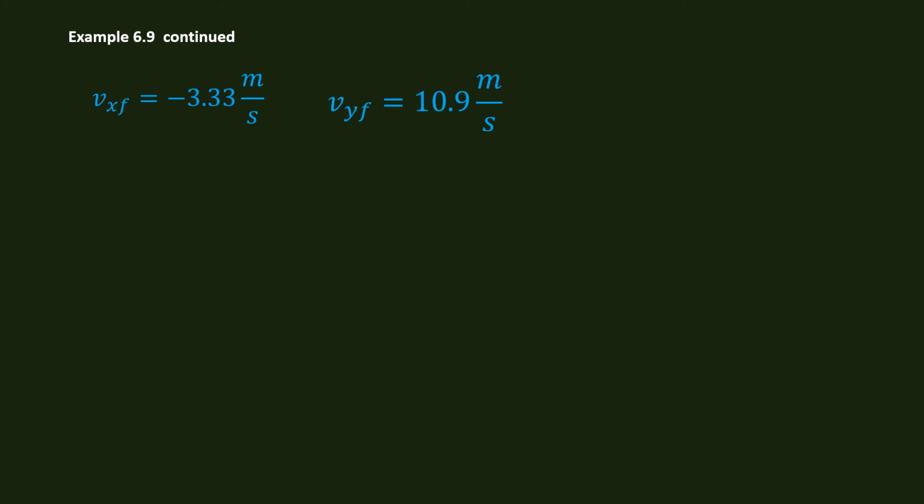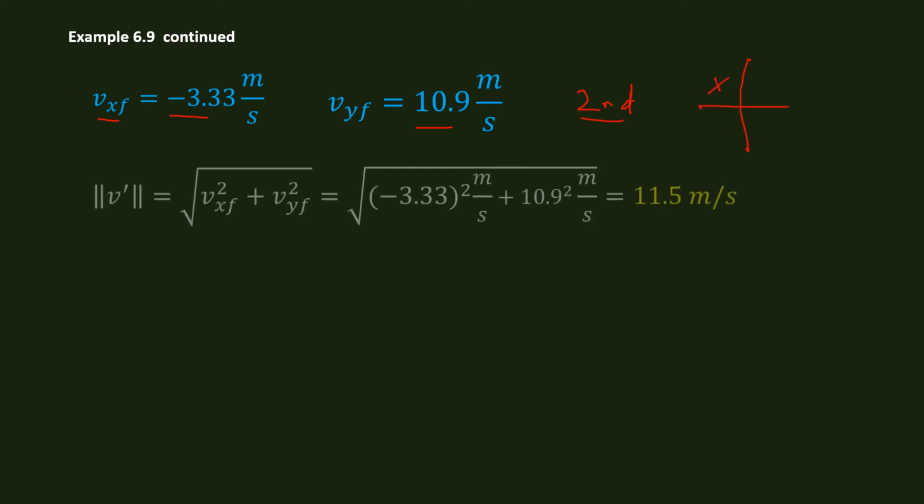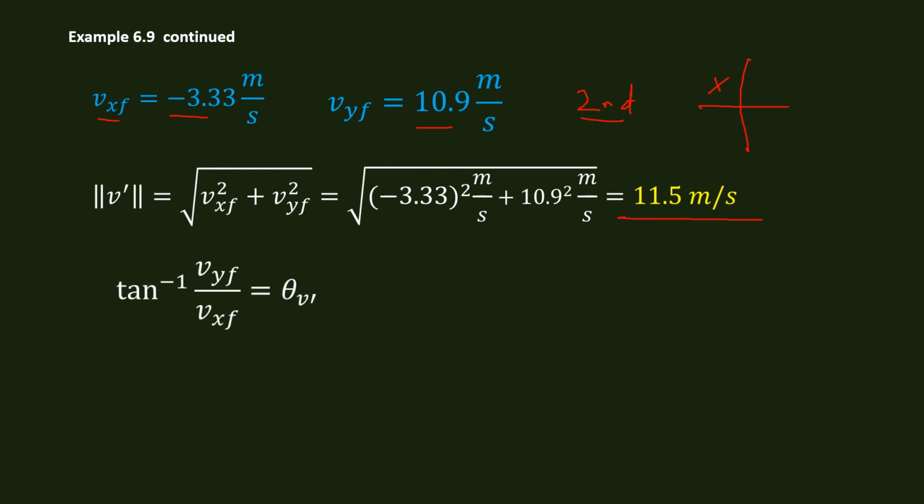If you notice, the x component is negative and the y isn't. So this is automatically telling us this vector is going to be in the second quadrant. Okay, so it will be right in here. So we'll solve for the magnitude, 11.5 meters per second, and then we need to use the inverse tangent to find the angle.